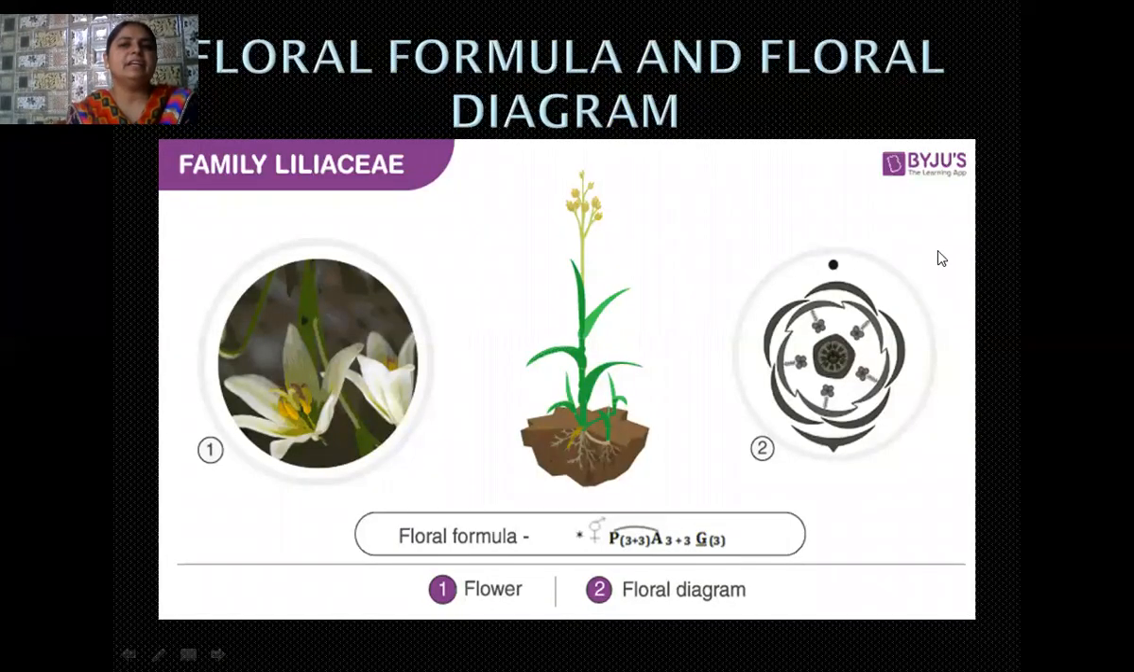Okay, students, see here the diagram of the family Liliaceae. This is the flower of the plant. And here, bisexual condition is there. Perianth is present instead of sepals and petals. So these floral appendages in the form of perianth are arranged in 2 whorls, 3 plus 3. Androecium, how many stamens are there? 6 stamens are there, but they are attached with the perianth or the tepals. Then gynoecium is also superior ovary, and trilocular ovary and tricarpellary. So see the floral diagram also. So this is the floral diagram.